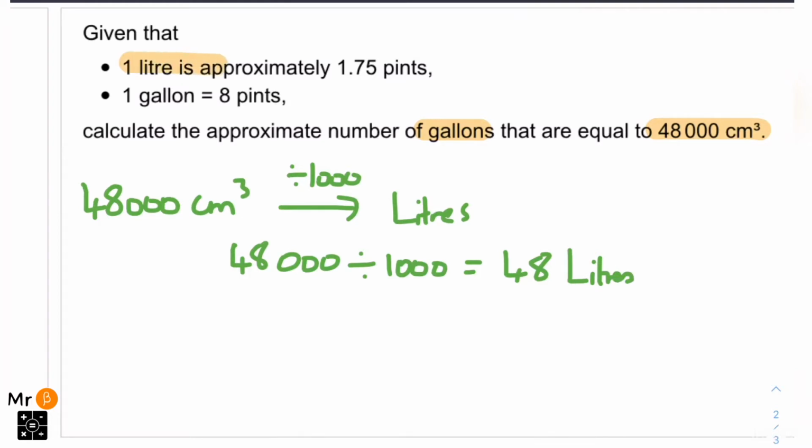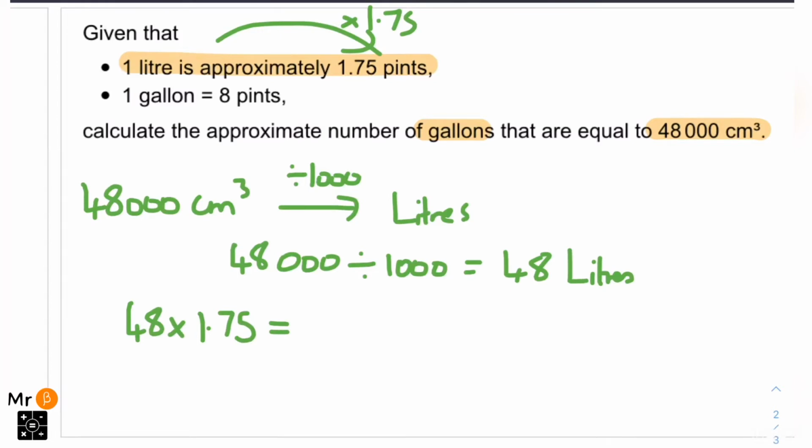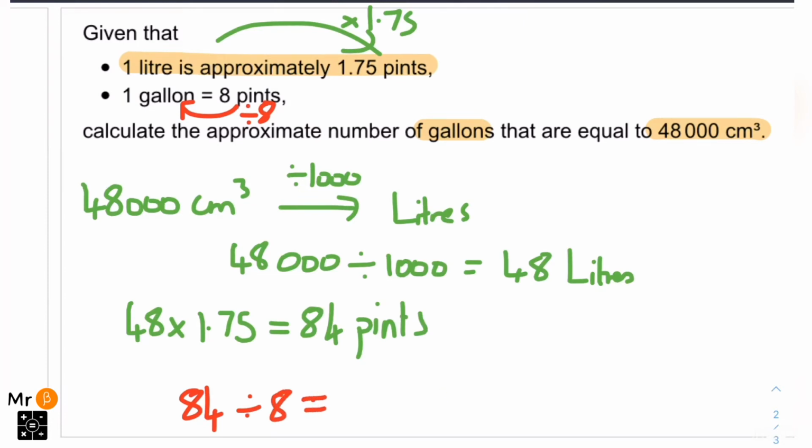Now we need to convert the litres into pints. Well, to go from litres to pints, we must times by 1.75. So 48 times by 1.75. This is equal to 84 pints. Then to go from pints to gallons, we're dividing by 8. So we'd need to take 84, divide it by 8, and we would get the answer 10.5 gallons.